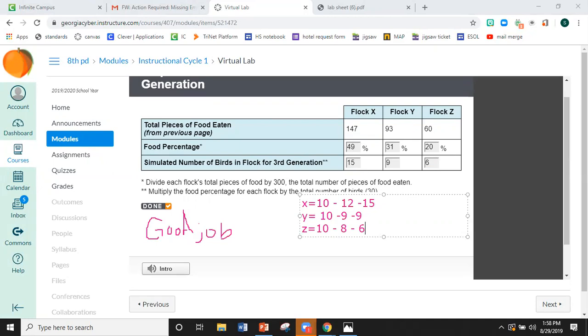All right, but then if flock Z goes extinct, and there's no more flock Z, what do you think might happen to X or Y? Probably. So if Z disappears and they're not fighting for food anymore, these numbers might be more like 17 and 11 or something. I don't know. Okay, just giving you an example. But since there was no more flock Z to compete for food, the others had more food and would probably increase. Good job.